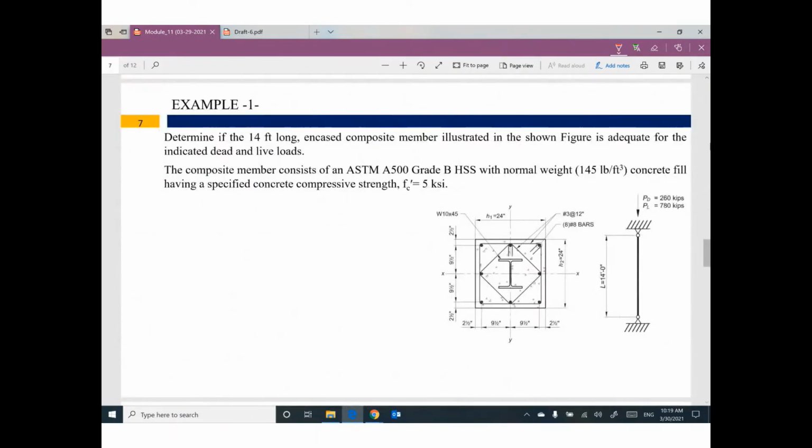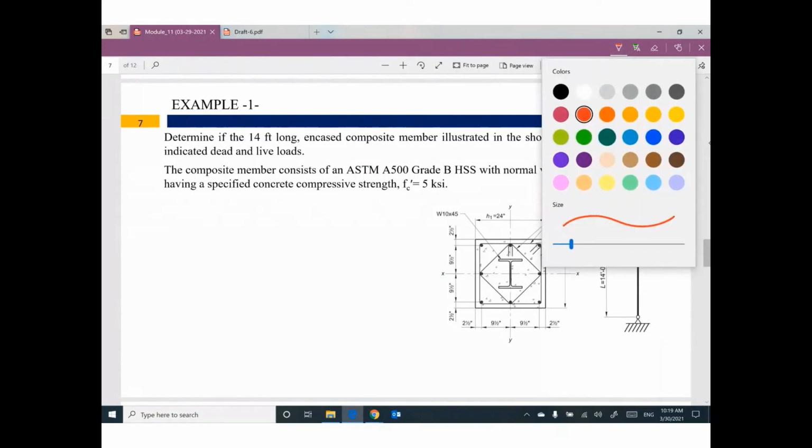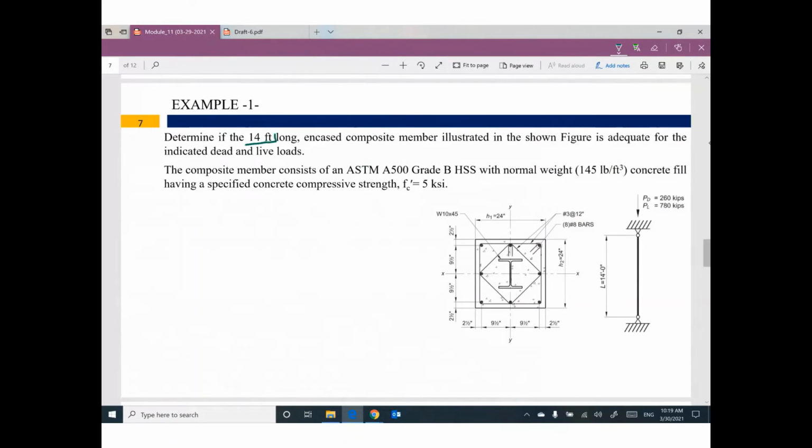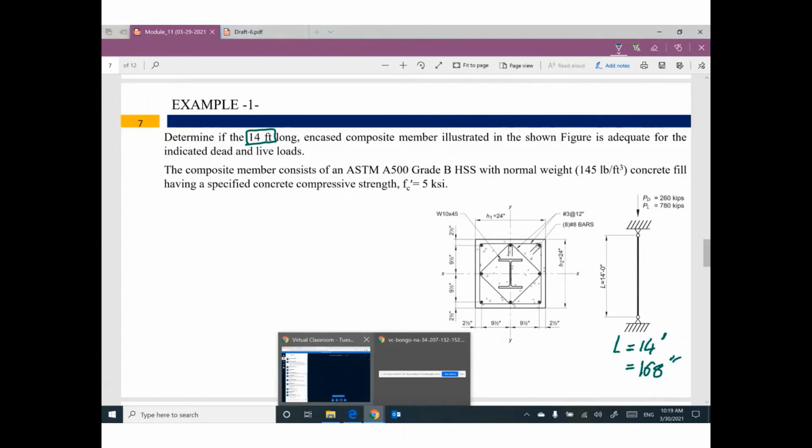Let's do this example. We have a column with length 14 feet, so L equals 14 feet. I think we need to convert it to inches. So 14 times 12 will be 168 inches.